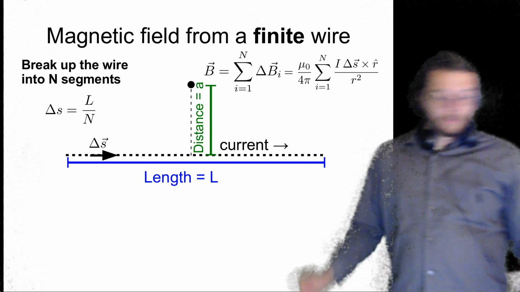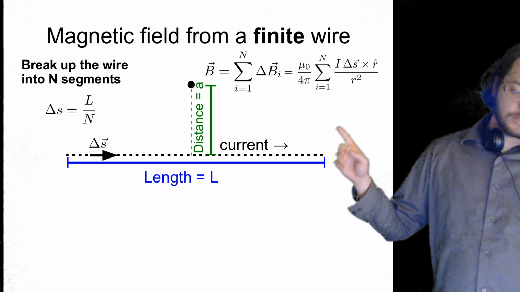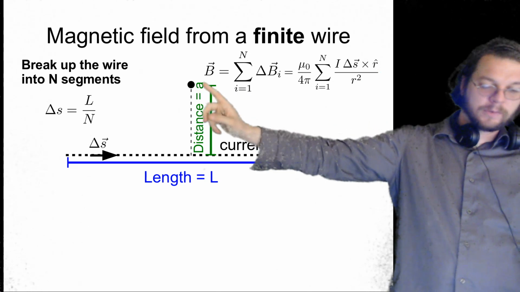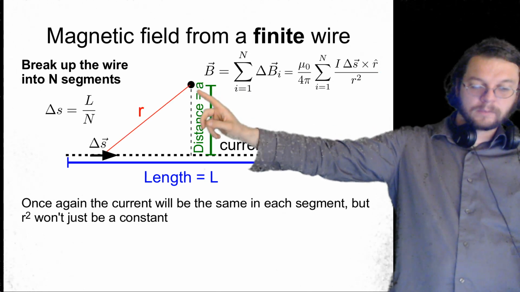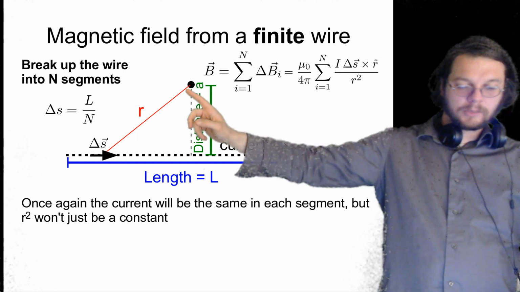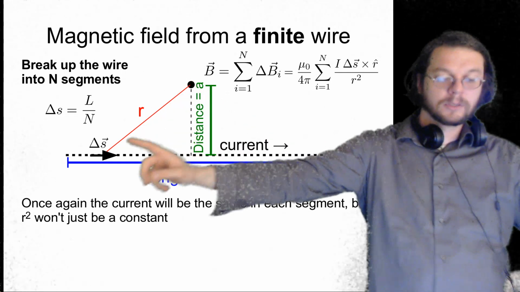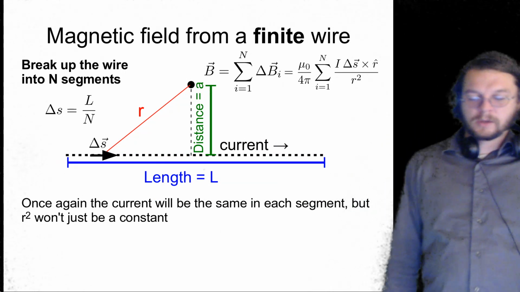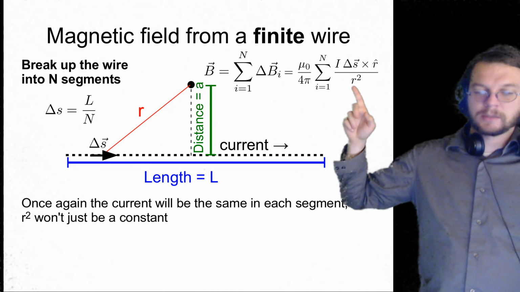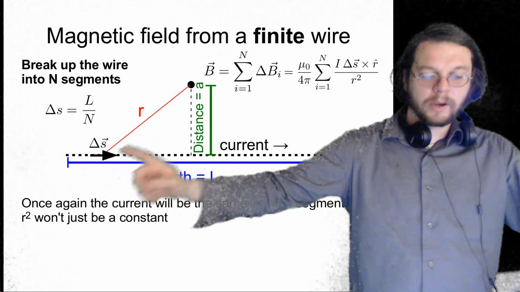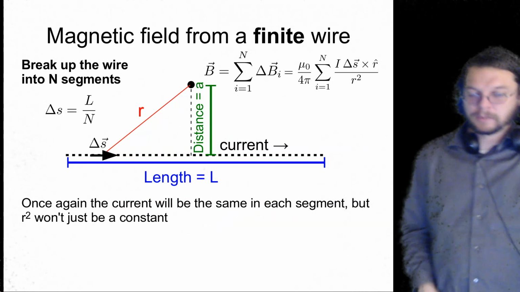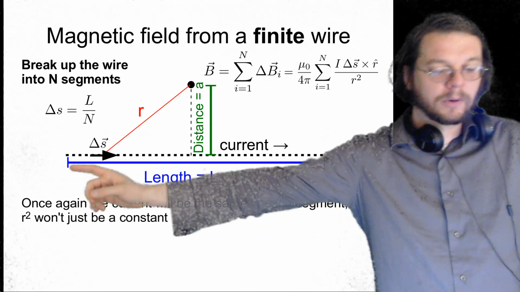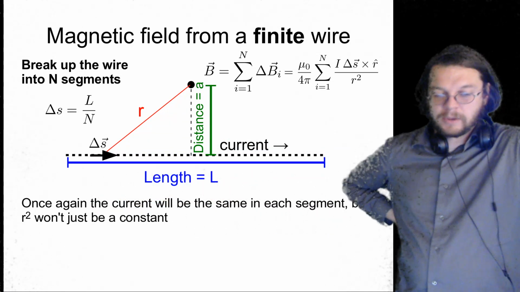So, when we do this, remember that r hat is always pointing in the direction of where you're trying to figure out what the magnetic field is. This is the distance from the little chunk of wire you're dealing with to where you want the magnetic field. Something that's going to be different about this case is that the distance from our little chunk of wire to the point where we're trying to estimate the magnetic field is no longer just a constant like it was for the circle. It's going to depend on exactly where we are along here. So we have to be mindful of that.